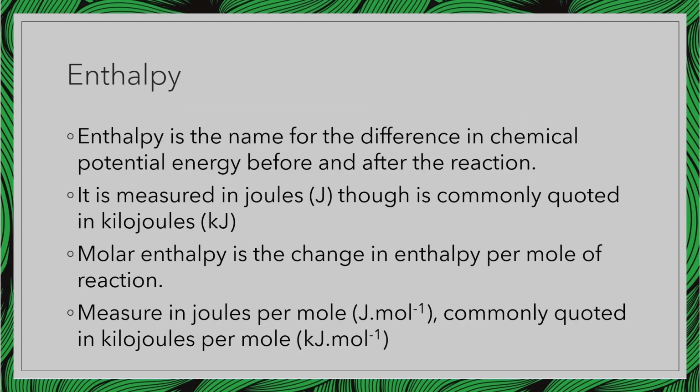Now, enthalpy. Enthalpy is the specific name we give for that difference in chemical potential energy between the reactants and the products. We measure it in joules, though it's commonly quoted in kilojoules. And that's just because of the scale that we do it on. Molar enthalpy, on the other hand, is the change in enthalpy per mole of reaction. It's measured in joules per mole, commonly quoted in kilojoules per mole.